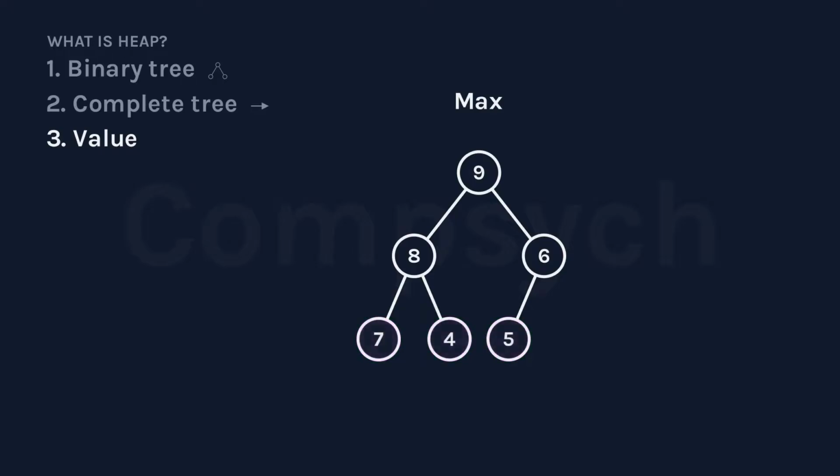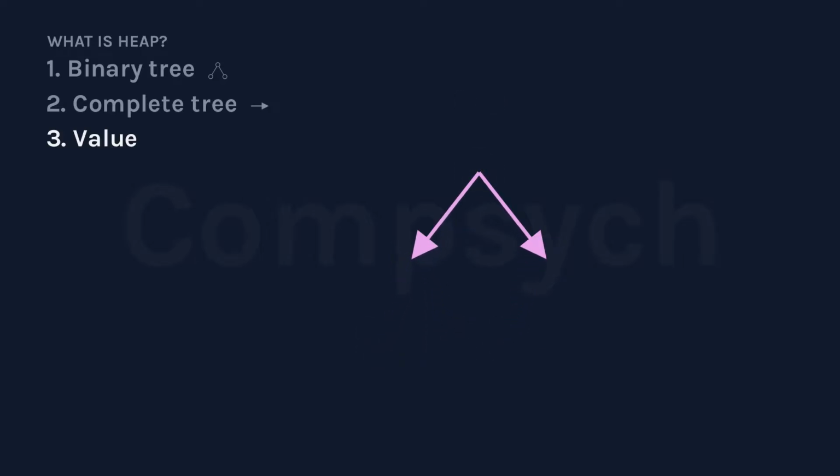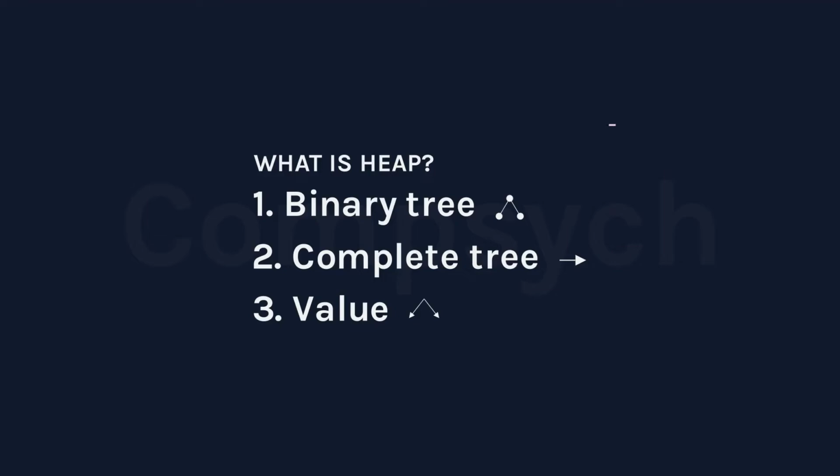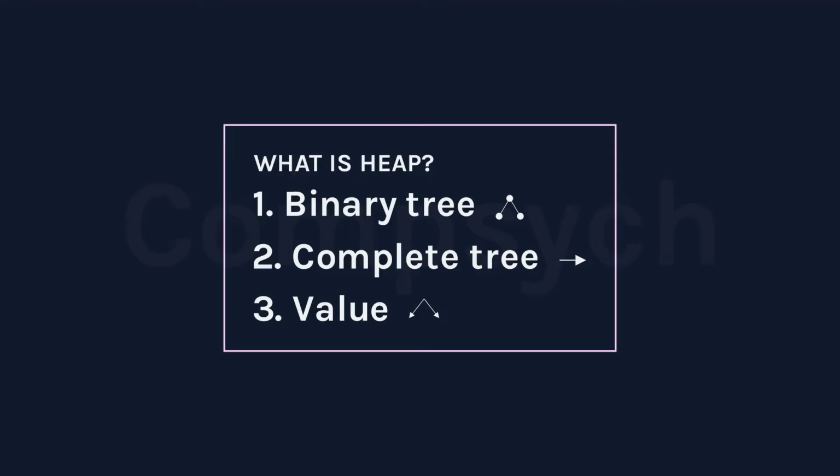Can we conclude that every level must be larger than the next level? Nope. In this max heap, 6 in the second level is smaller than 7 in the last level. So the only principle that we can rely on is to compare each node with its children. There's no shortcut. Okay, remember the 3 properties of binary heap.